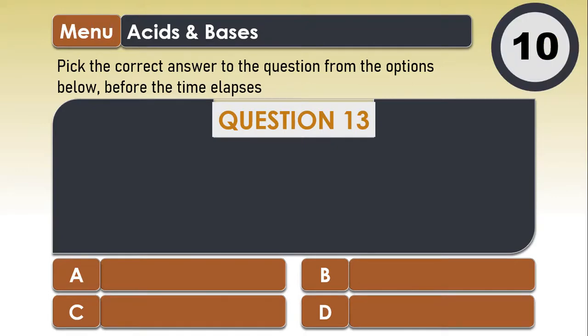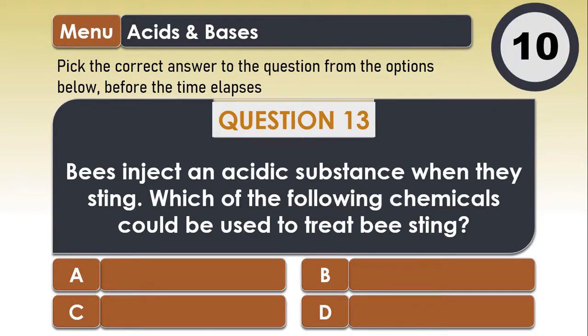Question 13. Bees inject an acidic substance when they sting. Which of the following chemicals could be used to treat bee sting? A. Ethanoic acid, B. Sodium hydrogen trioxocarbonate 4, C. Ethanol, and D. Hydrogen peroxide.